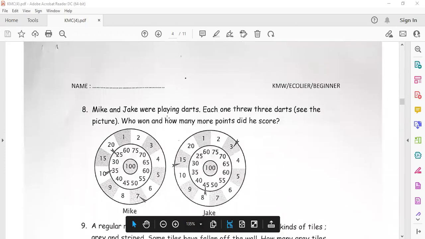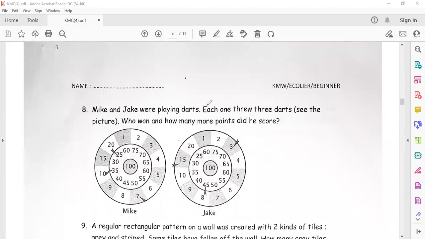Number 8, Mike and Jake were playing darts. I hope you know what darts is. It's a game. Each one threw 3 darts. Good. Clue word: see the picture. Who won and how many more points did he score? If you look at the picture carefully, Mike, you have to look at that sharp pointer there. One of his darts was 7. The other dart is pointing at 35. And the other dart is pointing at 25. So you got to calculate Mike's total.